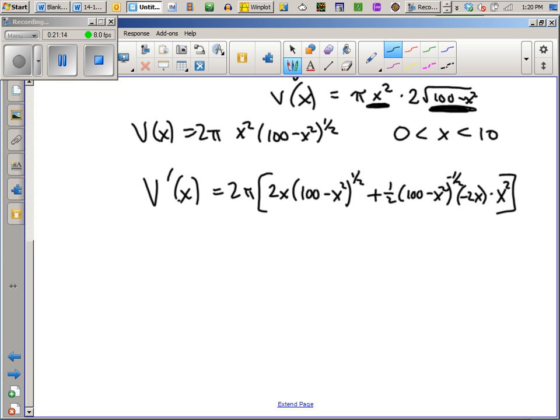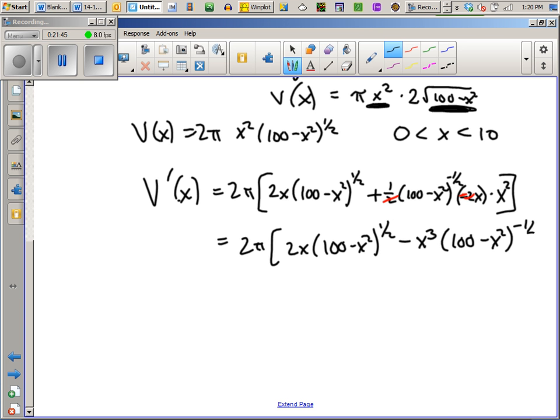I could probably just leave you hanging on this problem. Now that you know what to do, you're supposed to set this equal to 0, solve for x, and so on. But since it's a fairly complicated one, let's finish it together. So here the 2's cancel out, but there is a negative right here, so watch out. So let's rewrite this before factoring it. There's a 2 pi, there's a 2x, there's a 100 minus x squared to the half. Then there's a minus x cubed, and then there's a 100 minus x squared to the negative half.